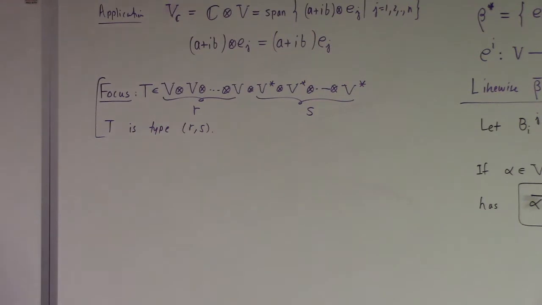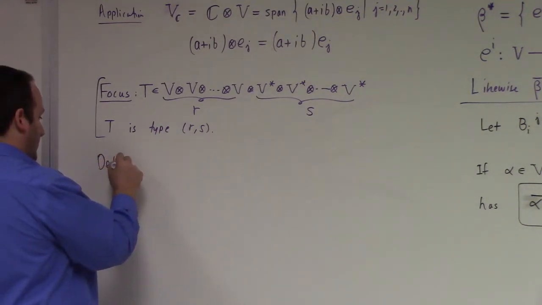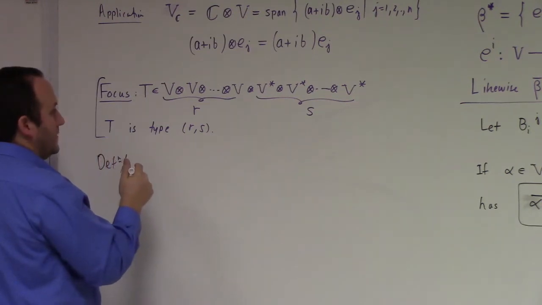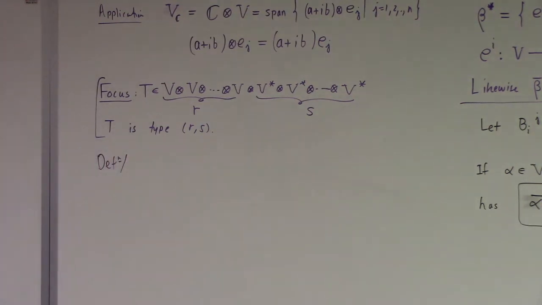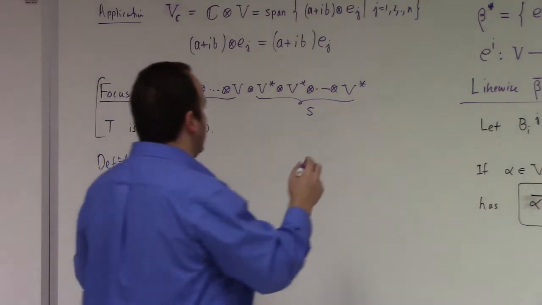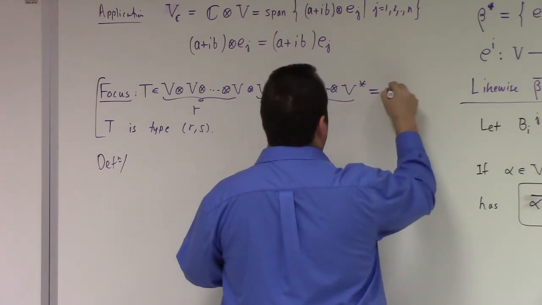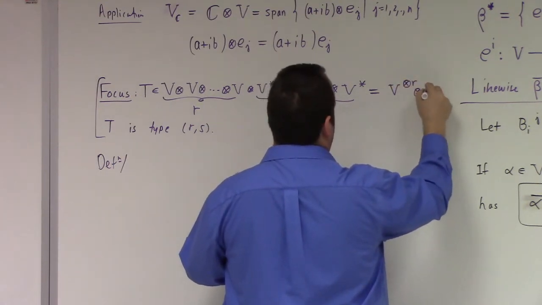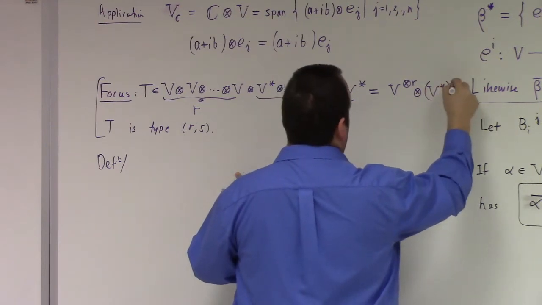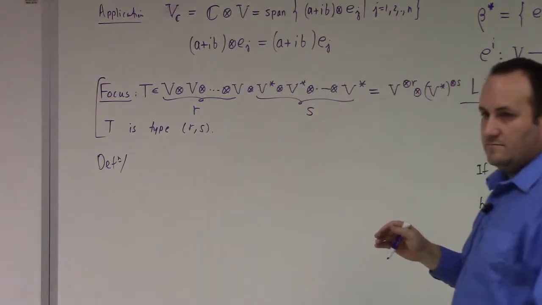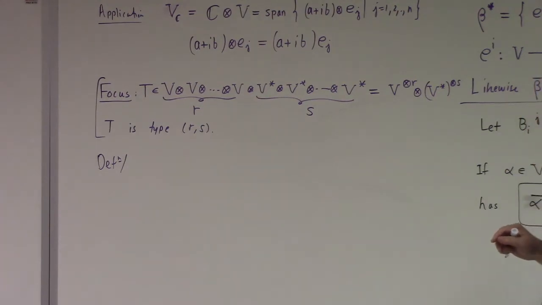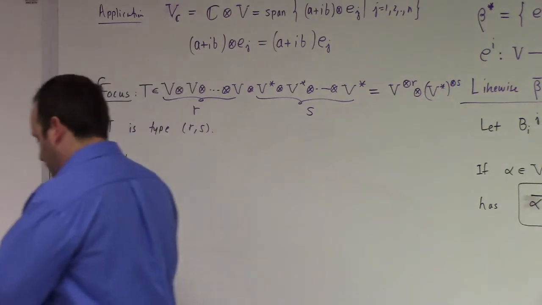So what's a multilinear map? Oh, and I guess I should be slightly more lazy here. I need to say a little bit more. This is equal to what? This is equal to the so-called V tensor r tensor V dual tensor s. There's a shorthand for that.